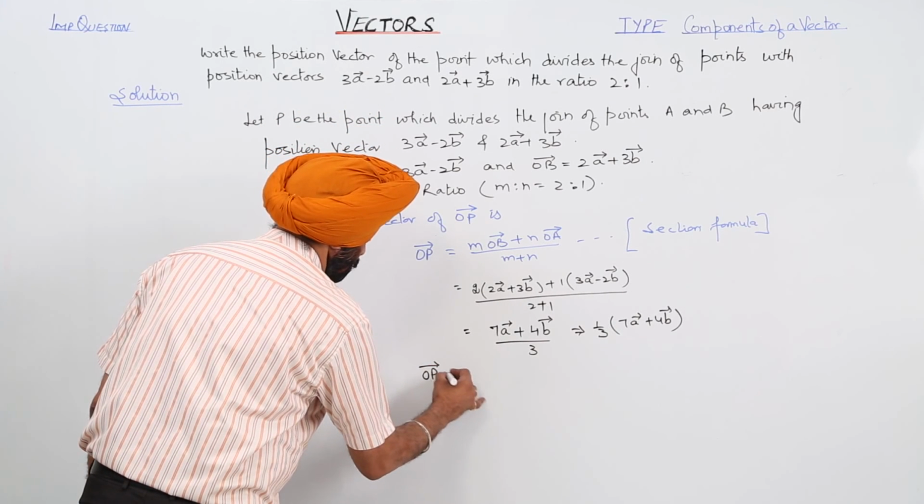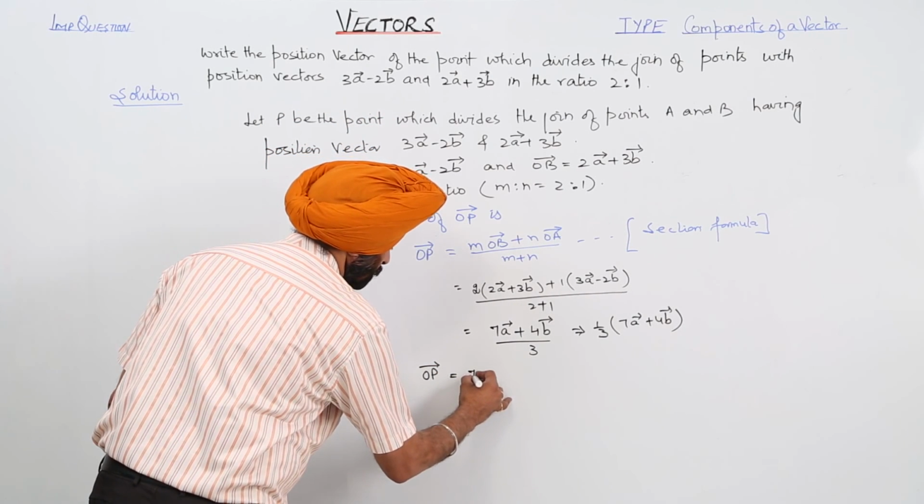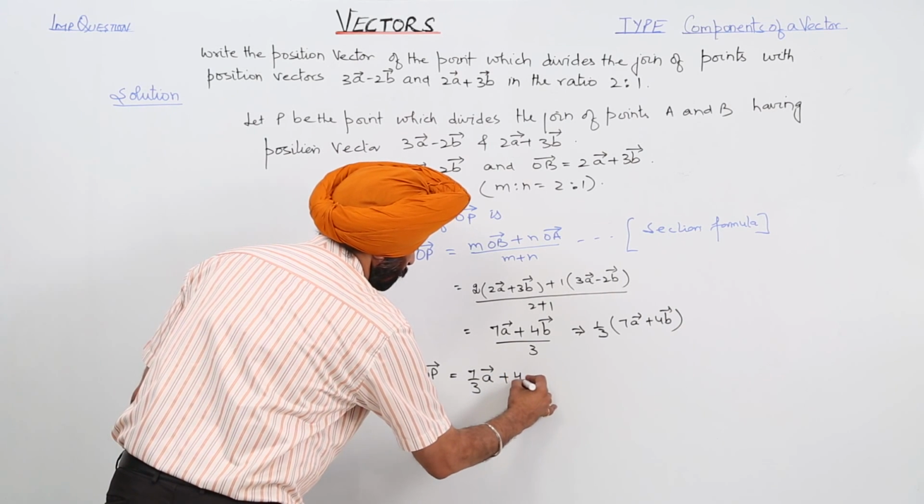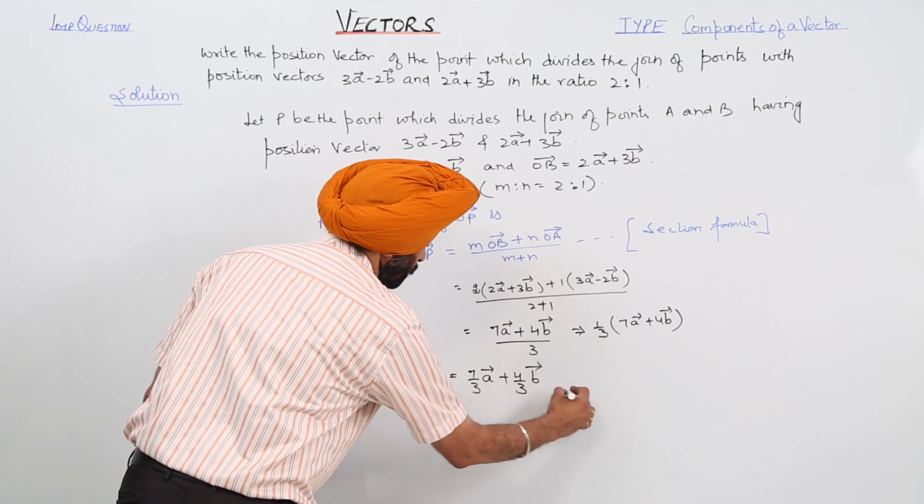Vector OP is equal to 7 upon 3 vector A plus 4 upon 3 vector B. This is the answer.